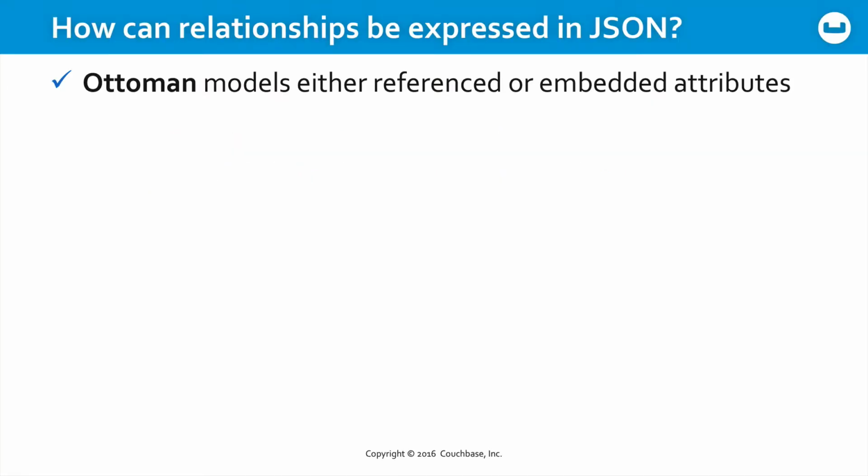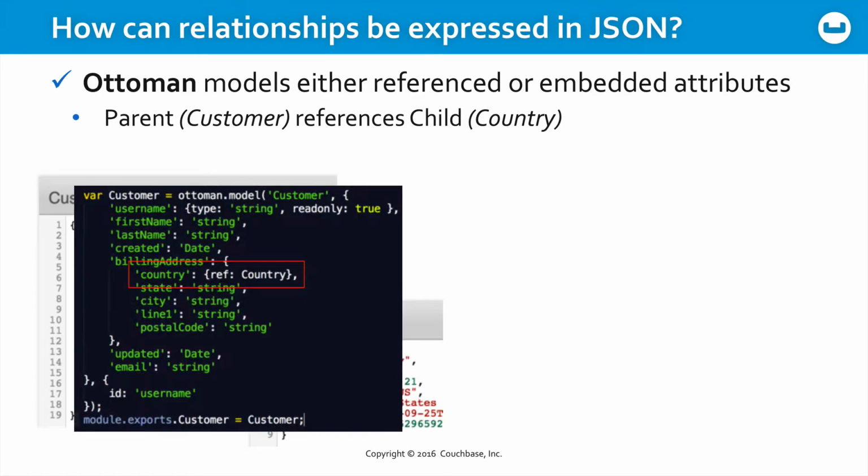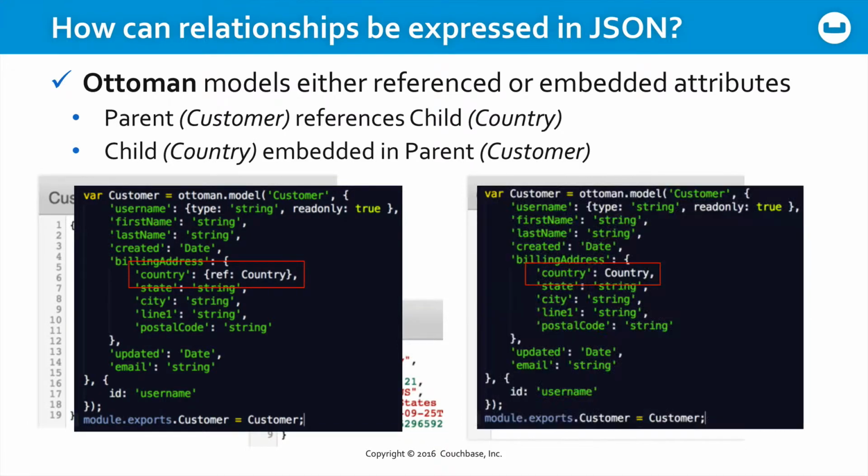As we've seen, Ottoman models can express either referenced or embedded attributes. In the last lesson, we saw how to reference a child document, a country, from a parent document, a customer. To do so, we configured the model, as we see here, with a reference assignment for the country attribute. In this lesson, we're looking at how to directly embed a related document, a country, within the parent, customer. In this case, we'll change the model to be configured as we see here.